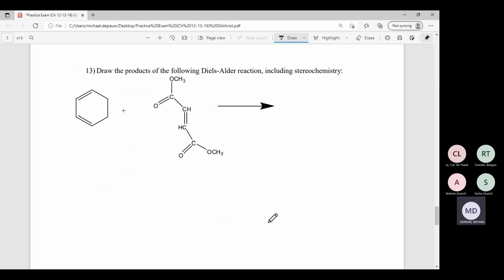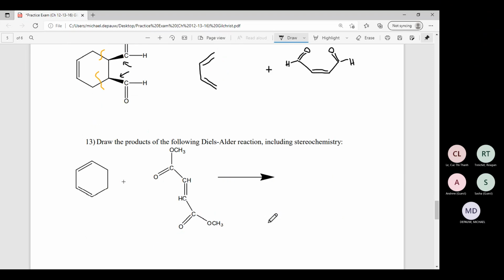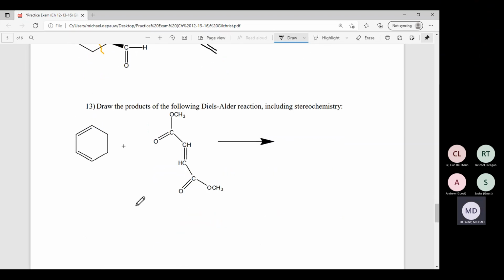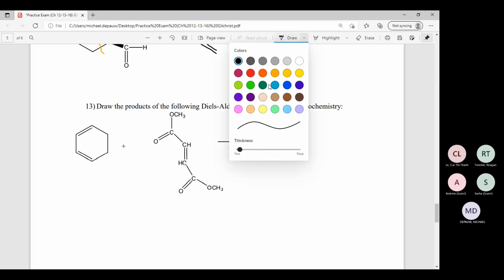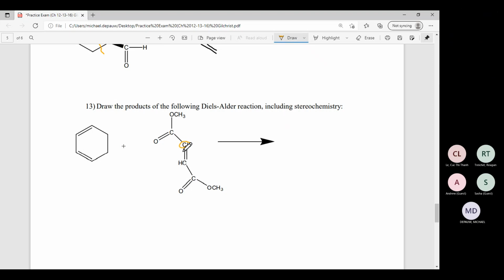Now, skipping ahead to 13, it says draw the products of the following Diels-Alder reaction, including stereochemistry. Now, this is tricky, and this is where some students get messed up. Because we don't have a whole lot of time, I'll go over this one with y'all. Your dienophile is going to be these two carbons here, and your diene is going to consist of focusing on these here, although the entire molecule is the diene.